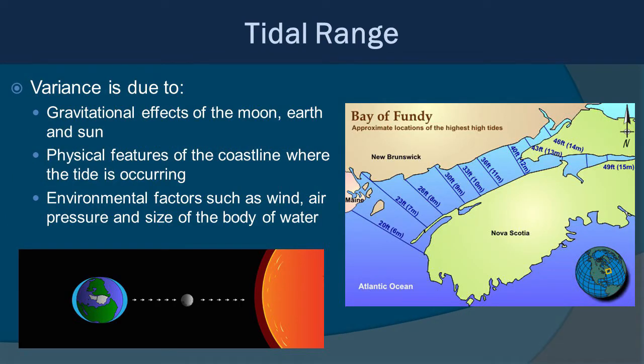Here's a few things. First of all, the gravitational effects of the moon and the earth and the sun, there's a dynamic there that changes, and we're going to get into that in just a few minutes. There's also physical features such as the coastline where the tides are actually occurring. On the picture to the right, you're going to notice the Bay of Fundy setup in Nova Scotia.